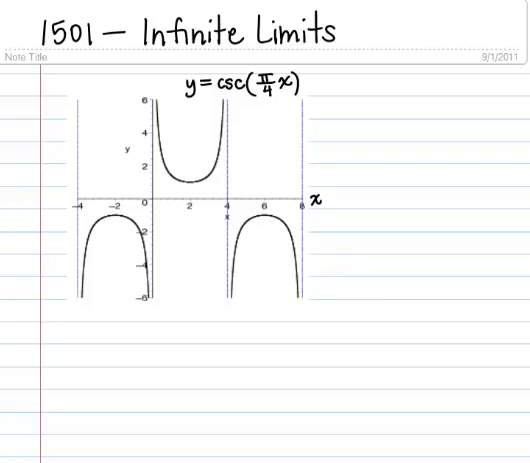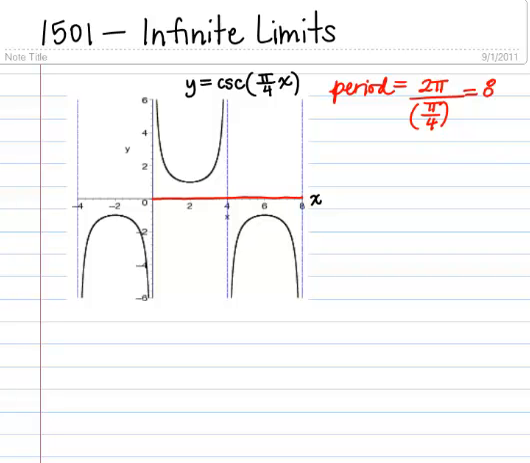Take a look at the concept of an infinite limit. As you can see here, we have the graph of the cosecant function. If you wish to review your pre-calculus a little bit, the period of cosecant is normally 2 pi, so the period of cosecant of pi over 4x would actually end up being 8, which means that it takes 8 units horizontally for the graph to complete a cycle.